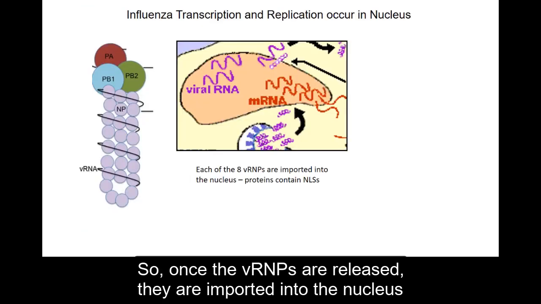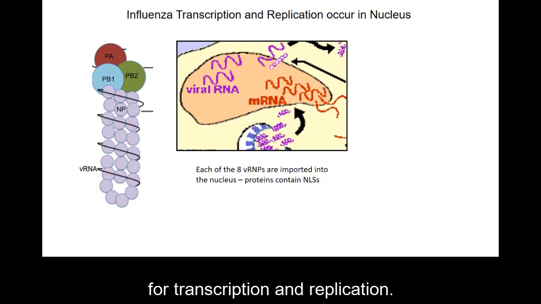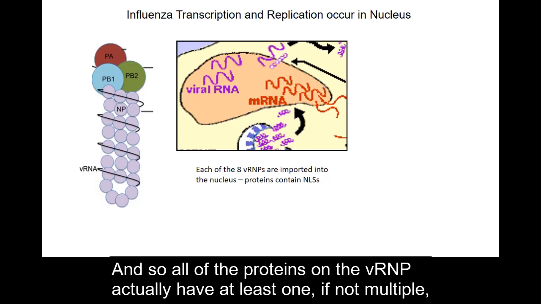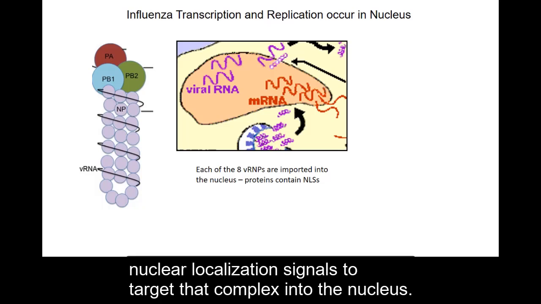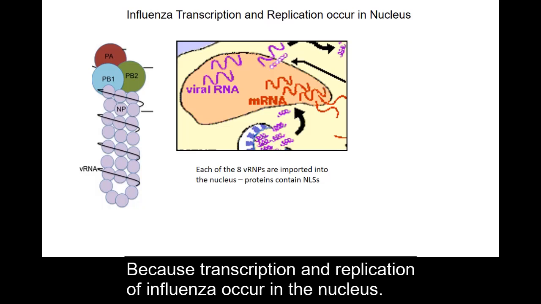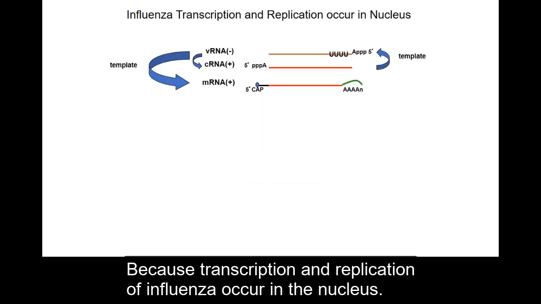So once the vRNPs are released, they are imported into the nucleus for transcription and replication. And so all of the proteins on the vRNP actually have at least one, if not multiple, nuclear localization signals to target that complex into the nucleus, because transcription and replication of influenza occur in the nucleus.